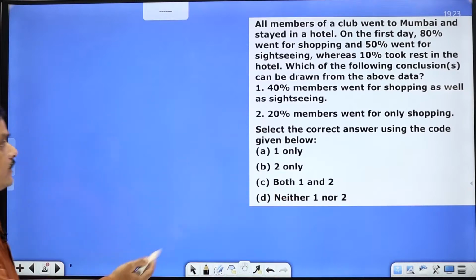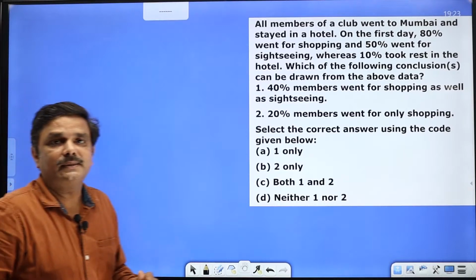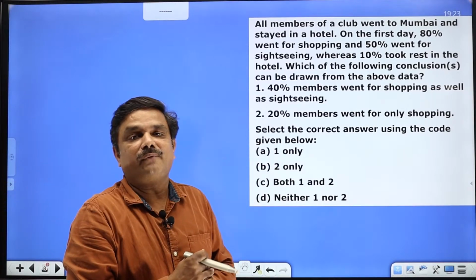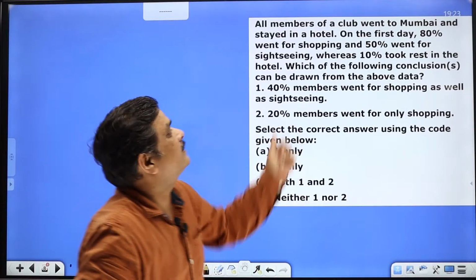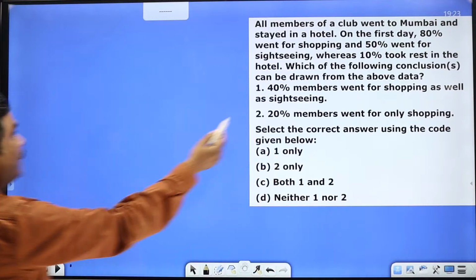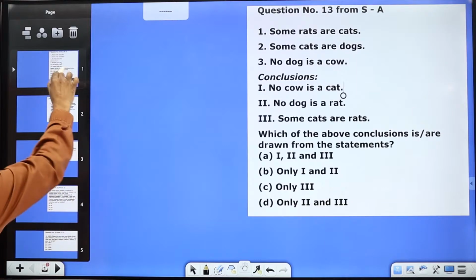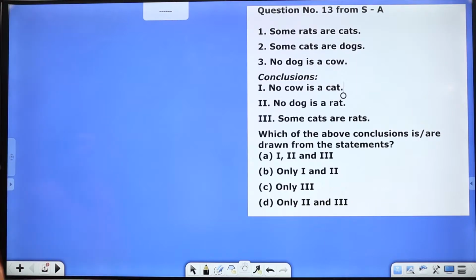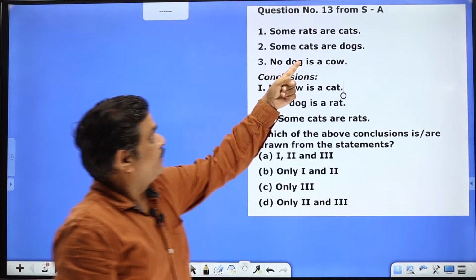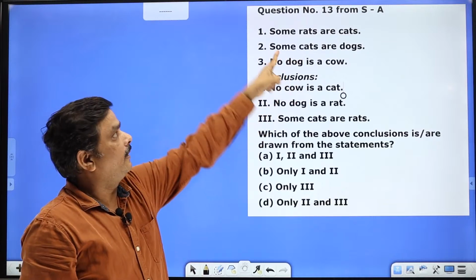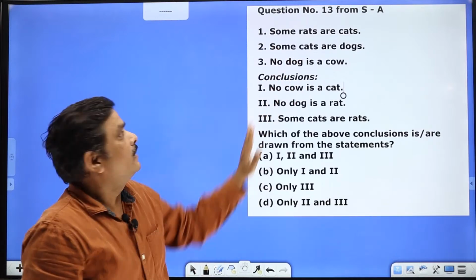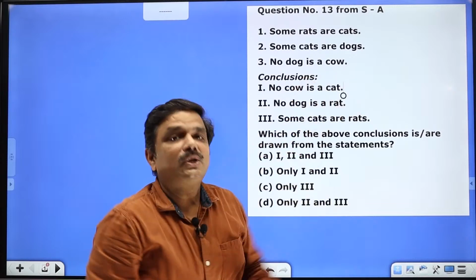Today I'm going to discuss almost 10 questions, important questions I've chosen from the previous paper. First, let us start with the first one. Actually this question is from last year's set A, question number 13. They have given this question from the syllogism chapter.